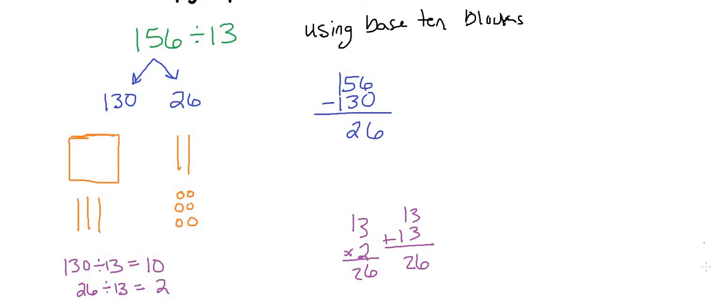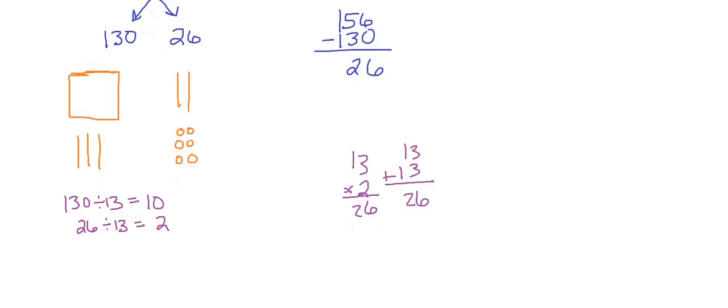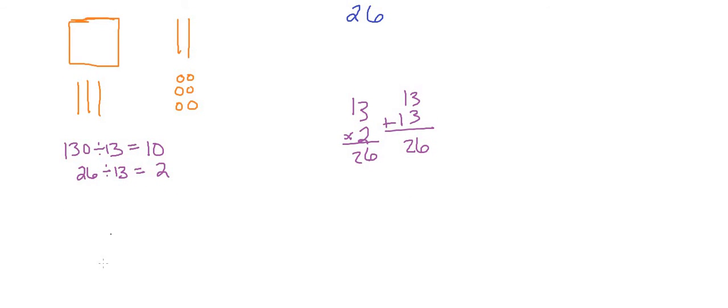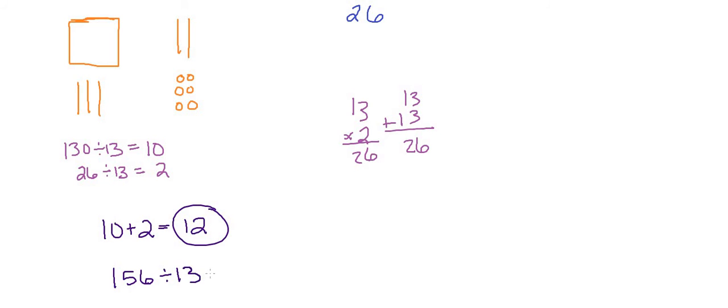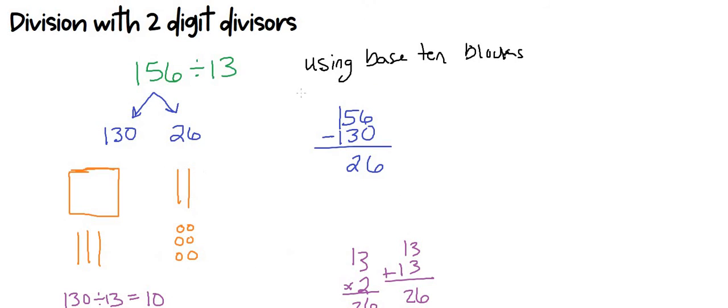So then to get our answer, we have 10 plus 2 equals 12. And so that means that 156 divided by 13 equals 12. So we started with the question, 156 divided by 13, and we really broke it into two smaller, easier division problems. 130 divided by 13 and 26 divided by 13.